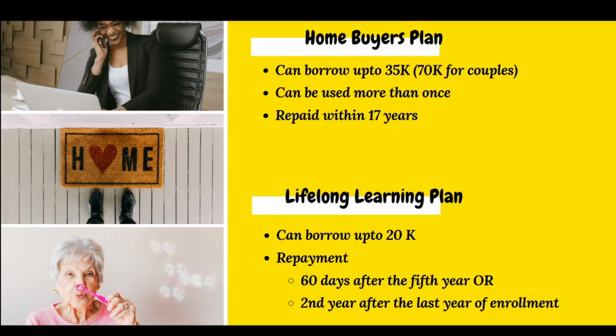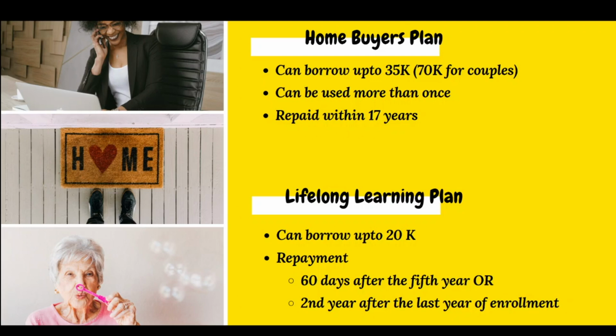Lifelong Learning Plan. The Lifelong Learning Plan allows for temporary diversions of tax-free funds from an RRSP. This program allows individuals to borrow from an RRSP to go or return to post-secondary school. The user may withdraw up to $10,000 per year or a maximum of $20,000. The first repayment under the LLP will be due at the earliest of the following two dates: 1. 60 days after the 5th year following the first withdrawal, or the second year after the last year the student was enrolled in full-time studies.